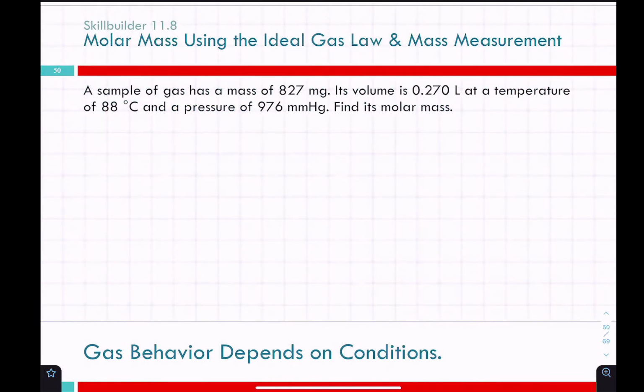So we could run another one of these quickly through. So we're going to use PV equals nRT. So pressure, volume, number of moles, temperature, and then R is always 0.0821 atmospheres, liters per mole, Kelvin.